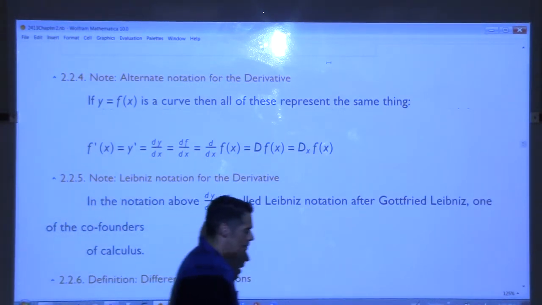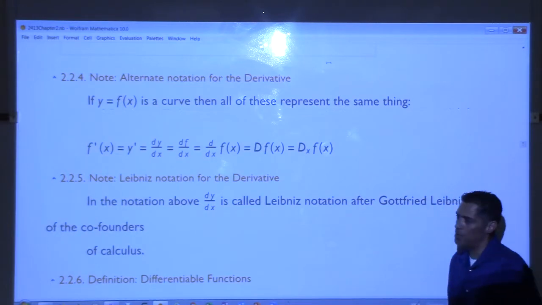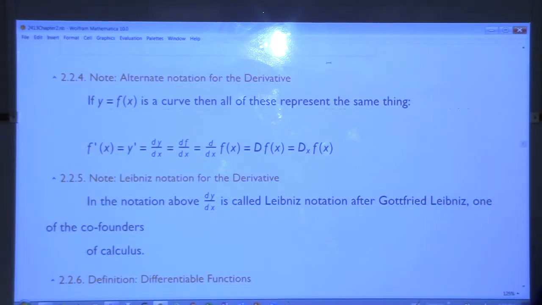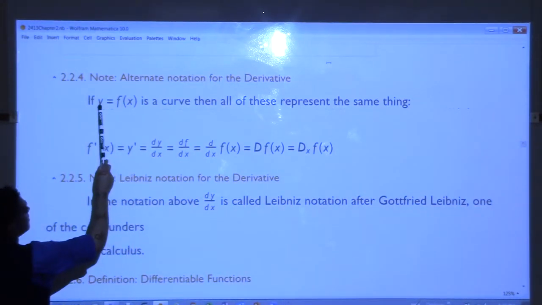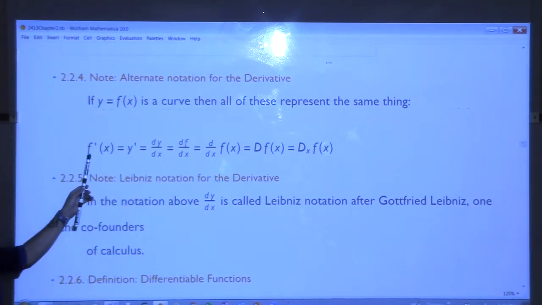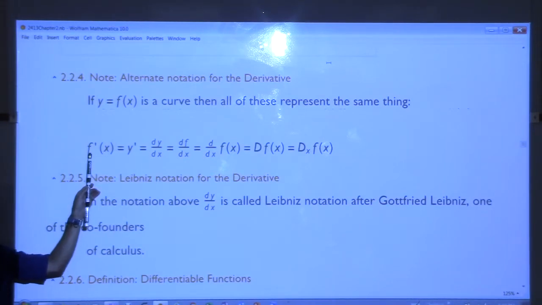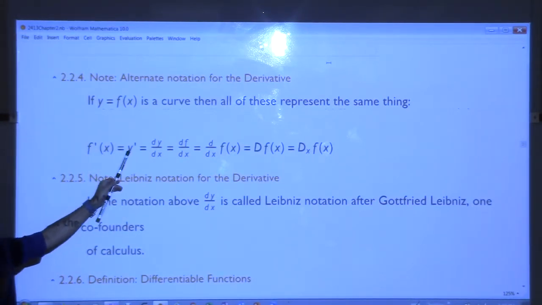All right, so as you move on in calculus, you'll see that we use all sorts of different notation to represent the same thing. So I've already shown you that if y is a function of x, some curve, then this is what we started class with. This means the derivative of the function at x. This is the slope of the tangent line at x. Now, if somebody writes y prime instead, they mean the same thing. All right, so that's the same notation.